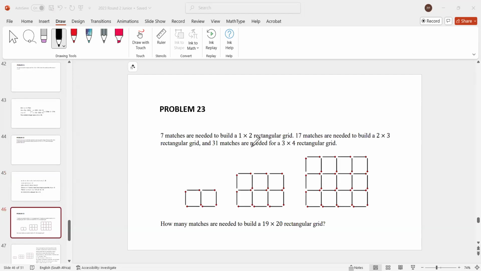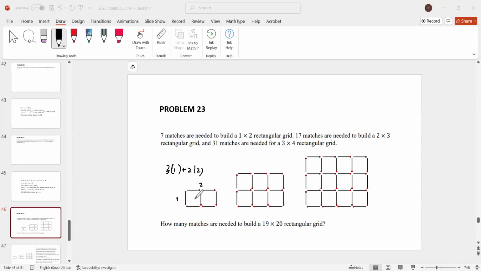Seven matches are needed to build a 1x2 rectangular grid. If you count the number of matches here, this is 1x2, and there are 7 matches. You've got 3 1s and 2 2s, if you count the verticals. So this is 3 1s, it's 2 2s. And likewise here, how many?